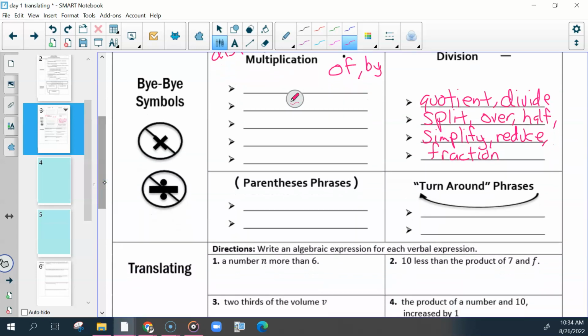So we kind of talked about these parenthesis phrases already when we touched on the word of. I said that it's also used with like sum of, quotient of, difference of, whichever one I didn't just say. That's really what your parenthesis phrases are.